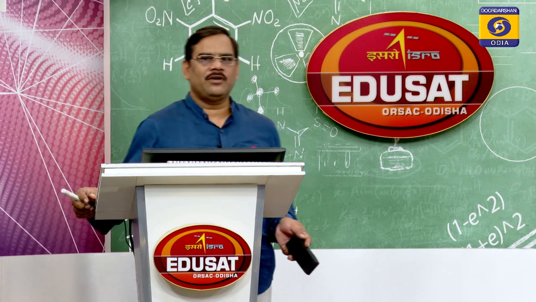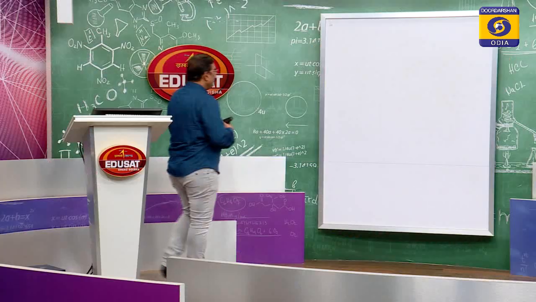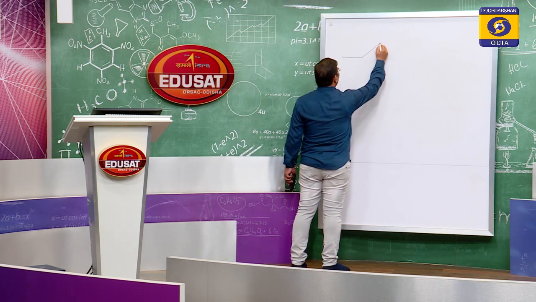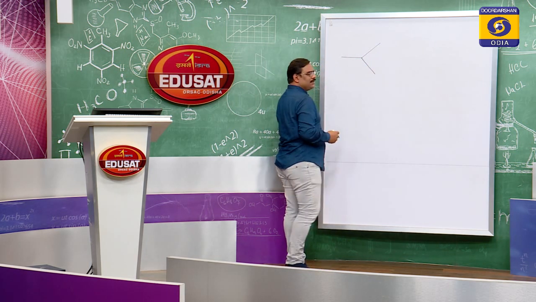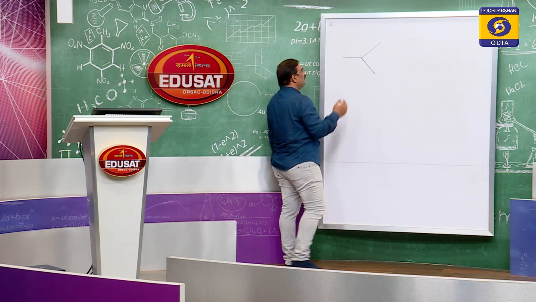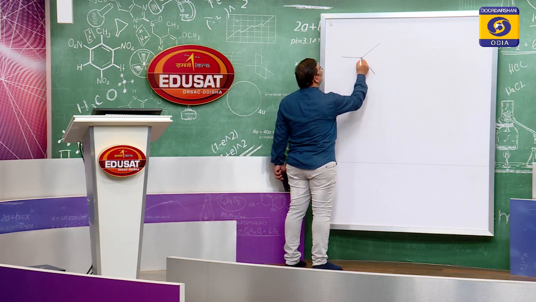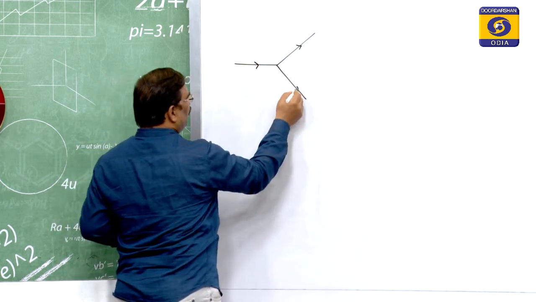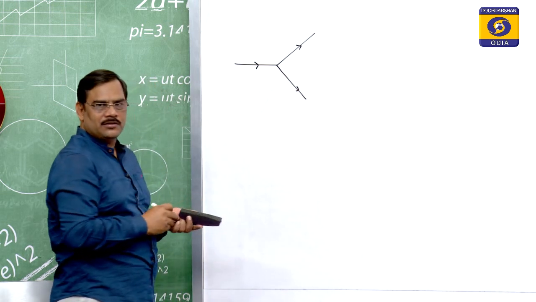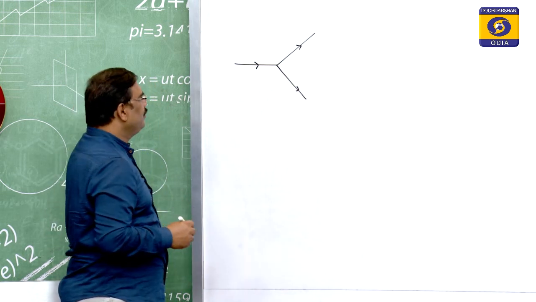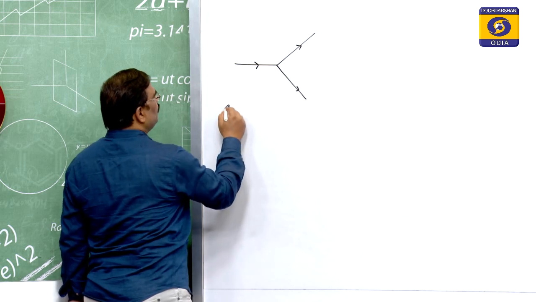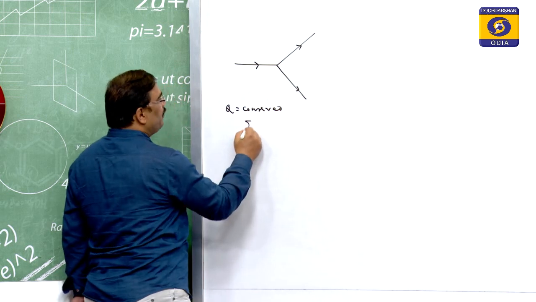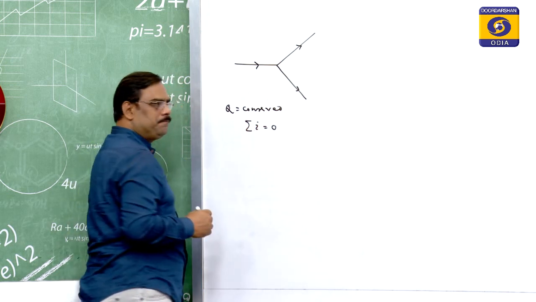The algebraic sum of currents meeting at a junction is 0. It means the number of charge carriers, in case of metals the charge carriers are electrons, the number of electrons which are coming to the junction is exactly equal to the number of electrons going away from the junction. It means that the charge is conserved, Q is conserved, and summation I equal to 0.